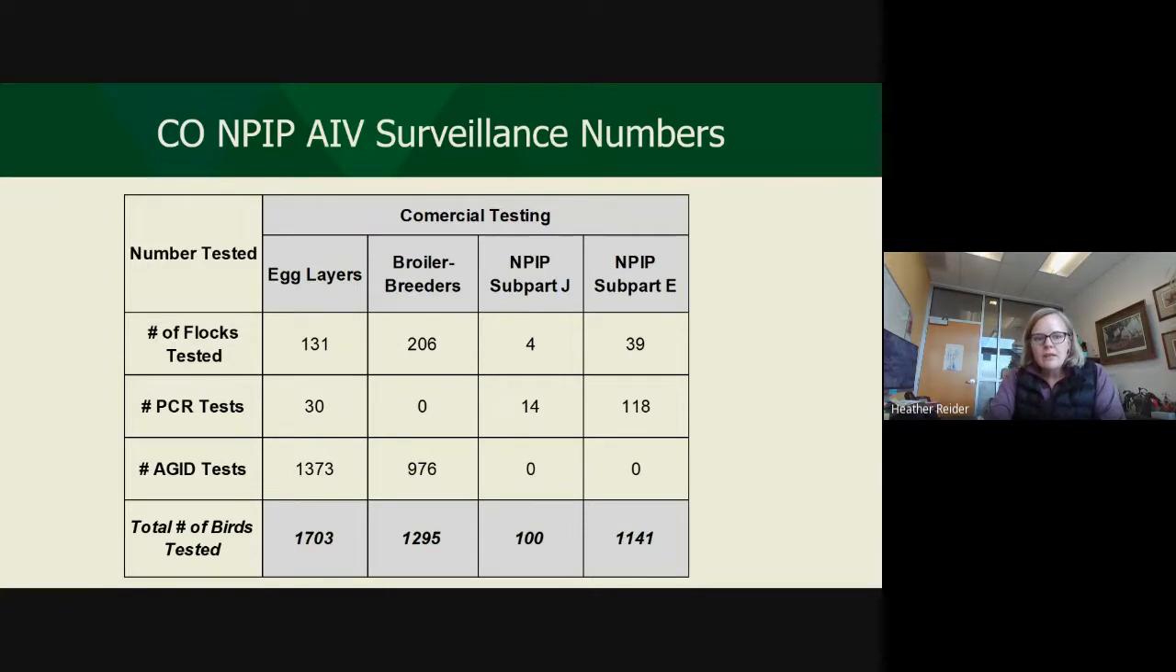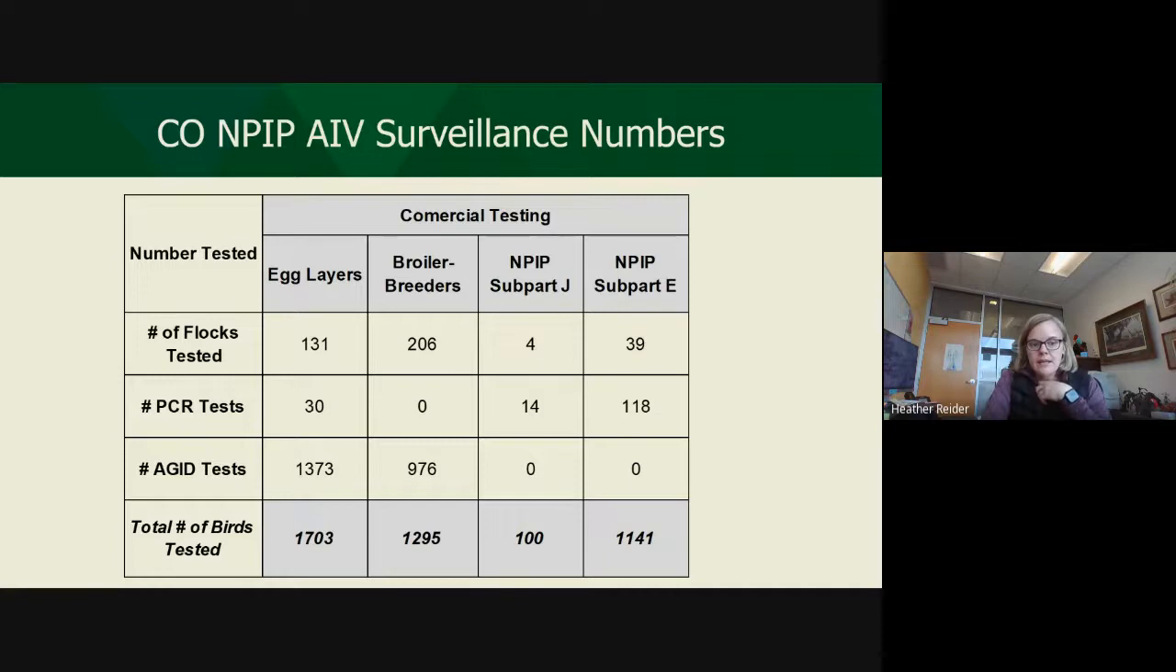So this is our commercial NPIP testing that we do. You can see that between our egg layers and our broiler operation, we test a lot of birds annually. These commercial flocks send us samples here to the lab, usually serology, occasionally PCR, occasionally swabs. It just depends. This is the AGID that Dr. Pabloni was talking about. This is how many samples we're doing, and this is mostly AGIDs in the commercial area.